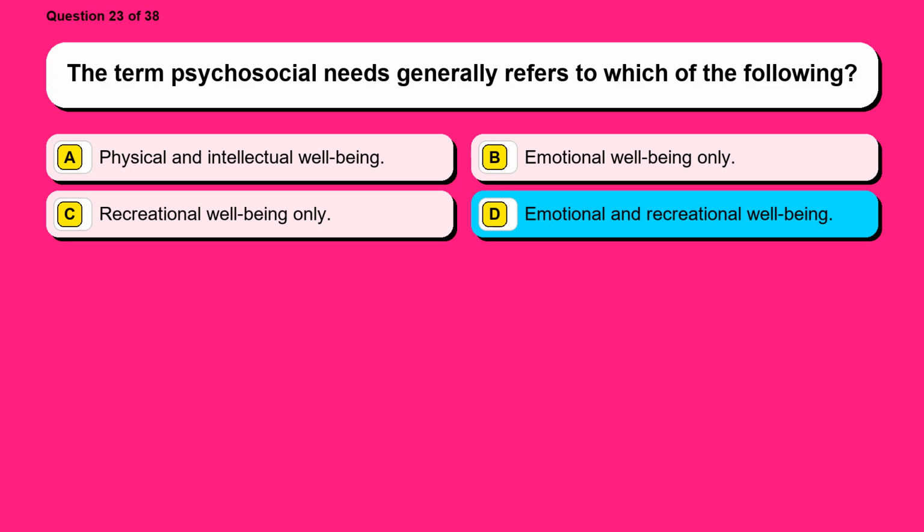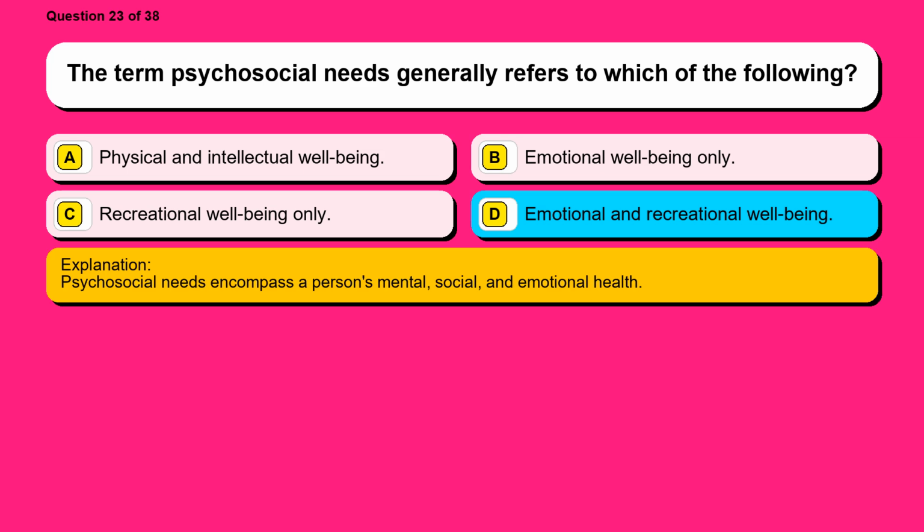The correct answer is option D. Emotional and recreational well-being. Psychosocial needs encompass a person's mental, social, and emotional health.